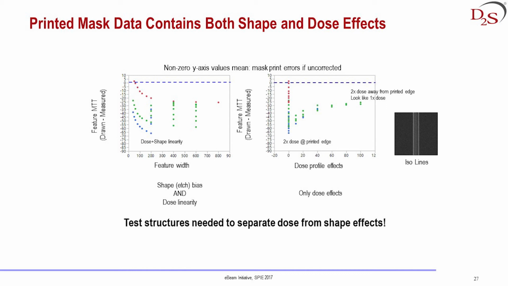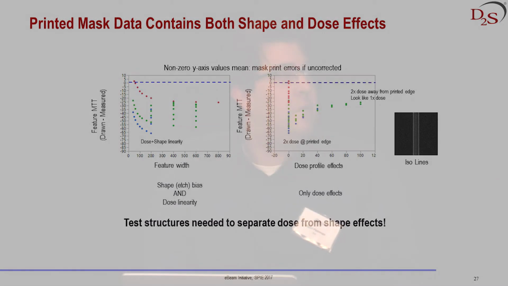Typical modeling structures won't show this to you. You need specialized test structures that actually go in and look at this information. So if you don't know what you're looking for, you're not going to see these effects, but you may then miss them when you start putting these on a multi-beam system.